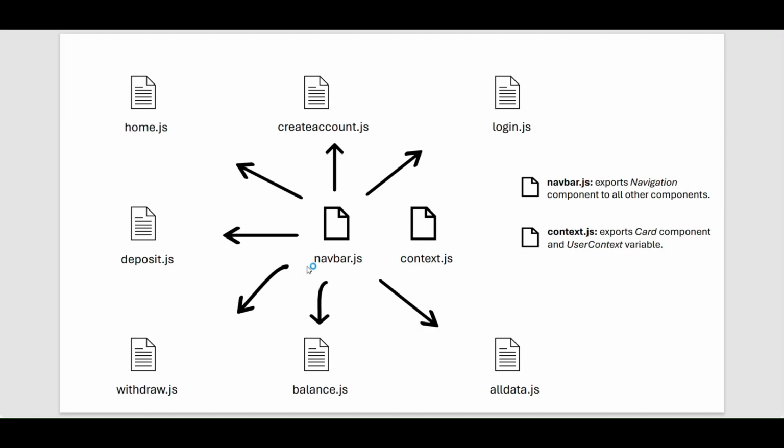So these are the files that constitute the front end. Here we have the home.js, the deposit.js, and the home.js exports the home component. The deposit.js exports the deposit component, and so forth. And each of these components depends on the navbar.js and the context.js. The navbar.js is the one that exports the navigation component, and the context.js exports the card component and the user context variable.